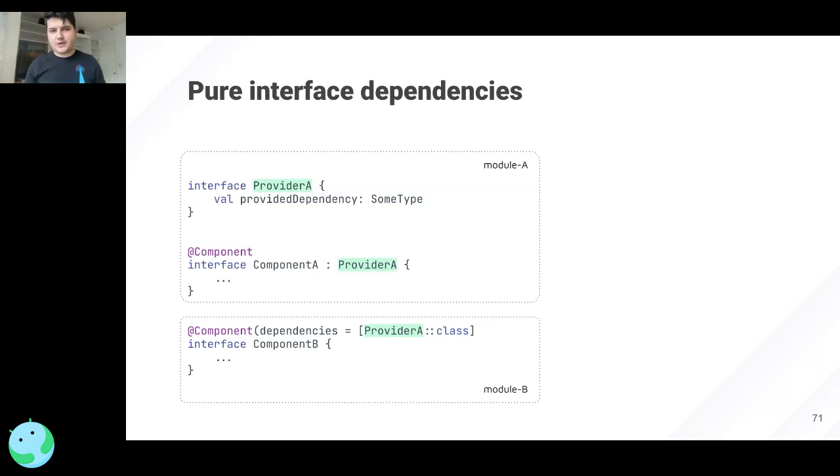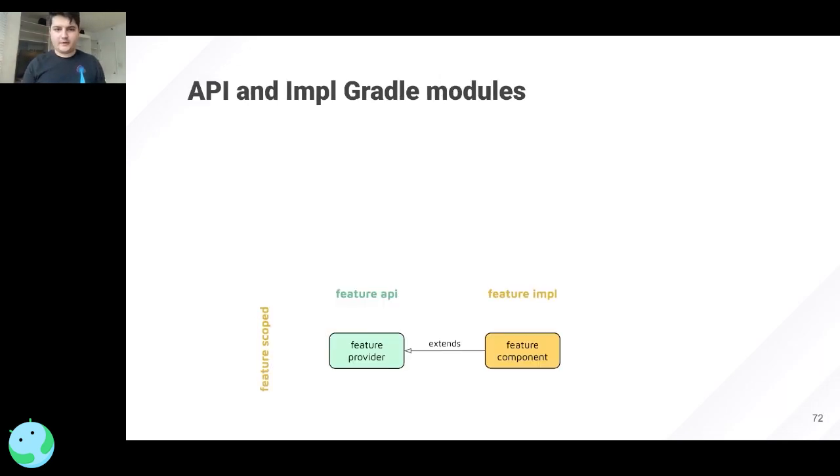And the neat feature here is that in module B, when we define the component B, in its dependencies we specify provider A, but not component A. So basically, in module B, we can depend on something which is not related to Dagger at all, just on a pure interface. Let's see how we can leverage this neat feature of Dagger.